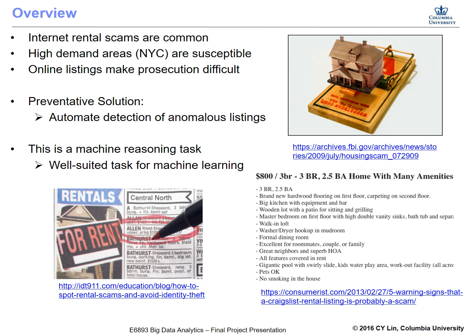So this is especially difficult to search for and prosecute in the case of online listings because they're usually fairly anonymous. One preventative solution is to automate the detection of anomalies in listings, like an unusually low price for the region, and this task is perfectly suited for machine reasoning. So the goal of this project is to apply machine reasoning tools to automatic detection of fraudulent real estate listings, geared specifically toward rentals.